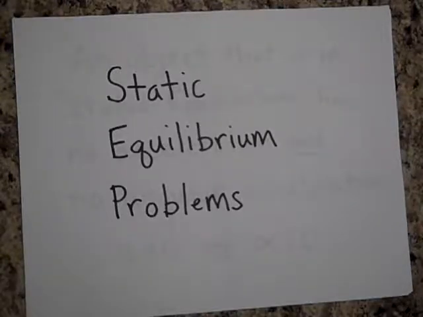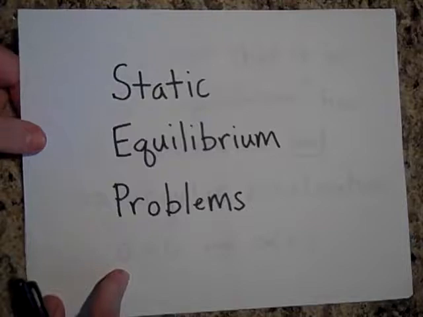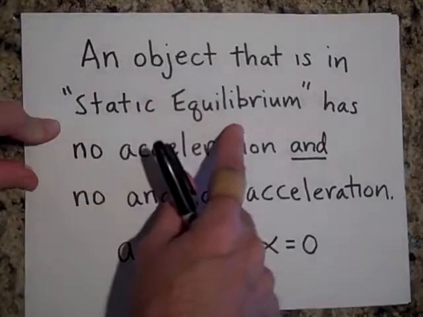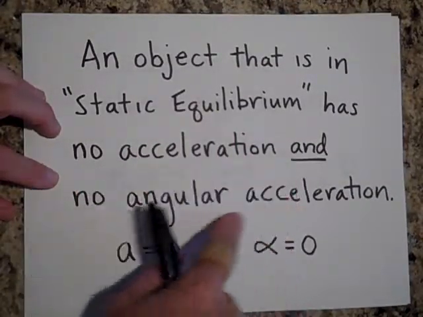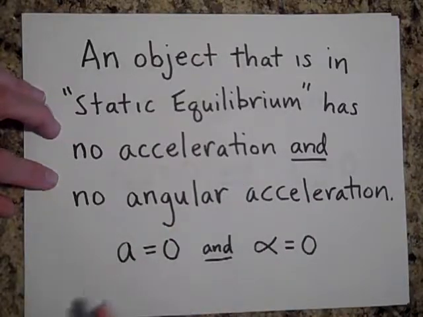Okay, I want to tell you a little bit about static equilibrium problems. Static equilibrium problems are problems where there is no acceleration, either angular or linear acceleration. So an object that is in static equilibrium has no acceleration and no angular acceleration. A equals 0 and alpha equals 0.